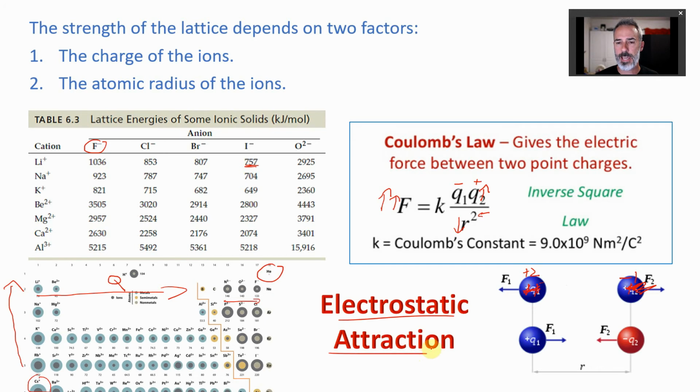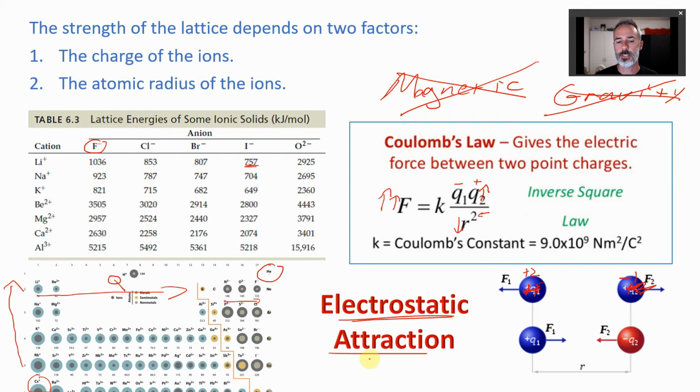Now, one last thing you saw me bring up here is this attraction between charges is referred to as an electrostatic attraction. You want to avoid referring to this as a magnetic attraction. It's not magnetic. It's not gravitational, right? Don't refer to positive and negatives being attracted in that way. It's an electrostatic attraction. You can just use the word attraction, but don't call it a magnet and don't call it gravitational.